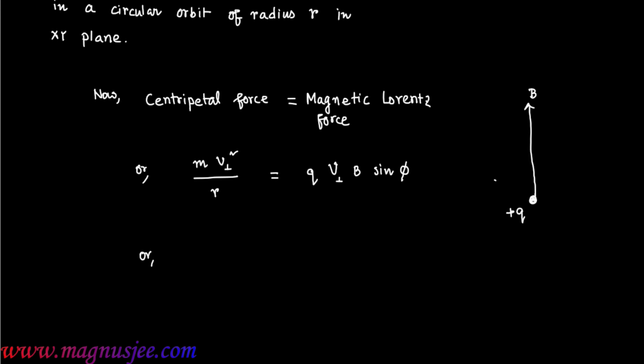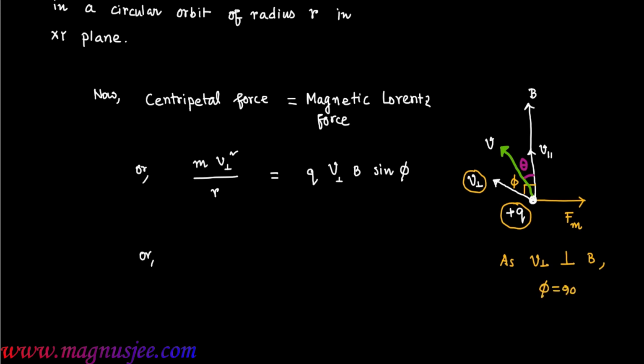A charged particle plus Q has a v perpendicular component of velocity and a v parallel component of velocity. These are the two rectangular components of the actual velocity v, and this angle is phi. Phi is the angle between v perpendicular and B, the direction of the magnetic field, and v is the actual velocity, which makes an angle theta with the direction of B, but v perpendicular makes an angle phi with the direction of B. And this plus Q charge experiences a magnetic Lorentz force towards the right. As v perpendicular is perpendicular to B, phi is equal to 90 degrees.